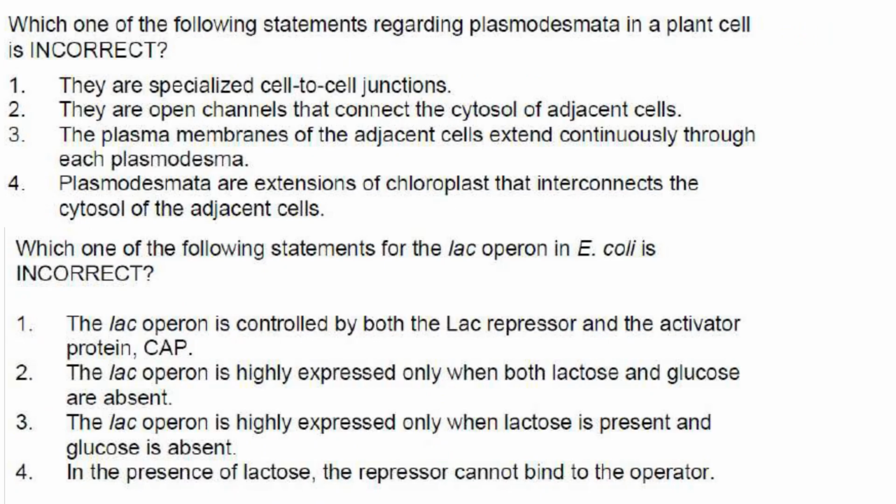Then next one. Which one of the following statements regarding plasmodesmata in plant cell is incorrect? So they are specialized cell-to-cell junctions. Of course, that's correct. They are open channels that connect the cytosol of adjacent cells. That also happens with plasmodesmata, so that's also correct. The plasma membranes of the adjacent cell extend continuously through each plasmodesmata. That's also correct.